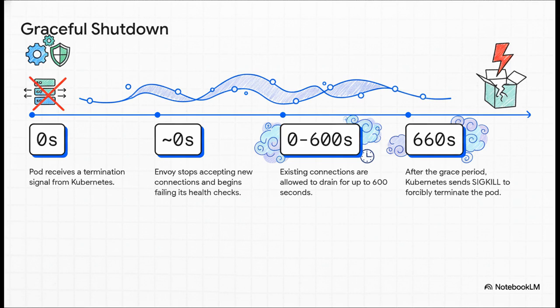Now here is the golden rule you have to remember. Your Kubernetes grace period has to be longer than Istio's drain duration. See here? They give connections 600 seconds, that's 10 minutes, to finish gracefully. But they tell Kubernetes to wait 660 seconds before it gets impatient and forcibly kills the pod. That 60-second buffer is the magic that guarantees zero dropped connections during their updates.